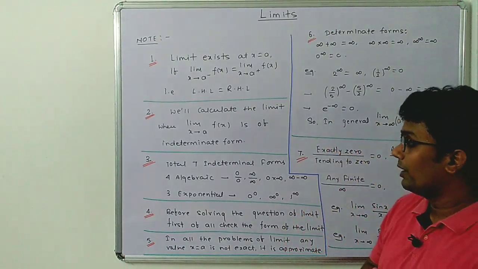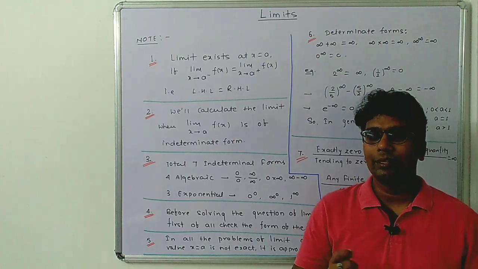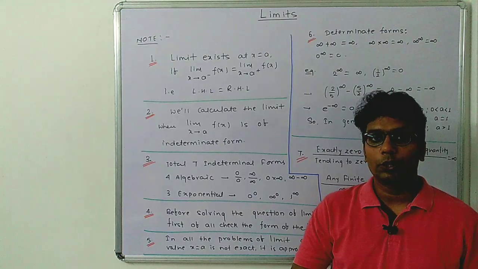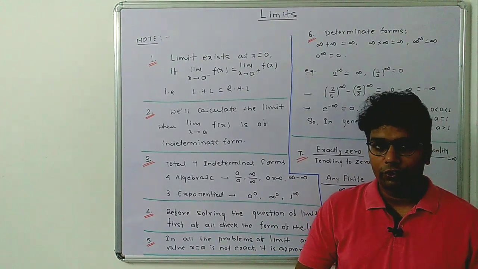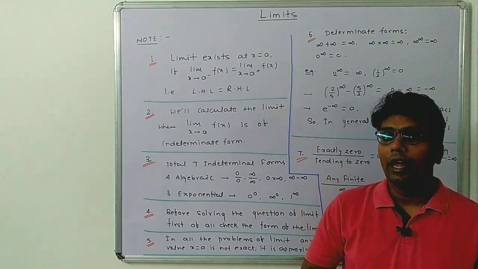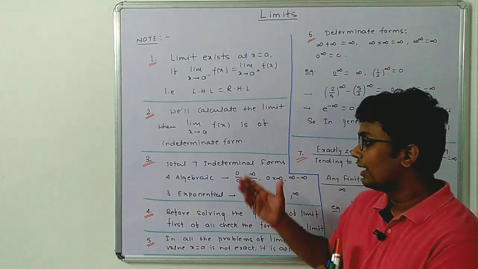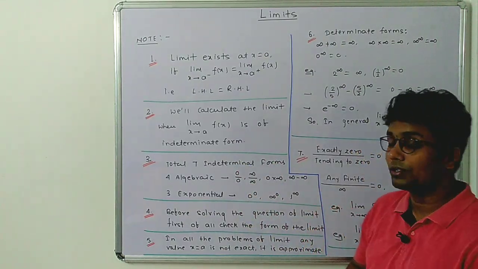The third point is about indeterminate forms. There are a total of 7 indeterminate forms. Out of them 4 are algebraic and 3 are exponential. The 4 algebraic forms are the 0 by 0 form, the infinity by infinity form, the 0 into infinity form, and the infinity minus infinity form. Why we say these are indeterminate forms, we have already come across that concept.